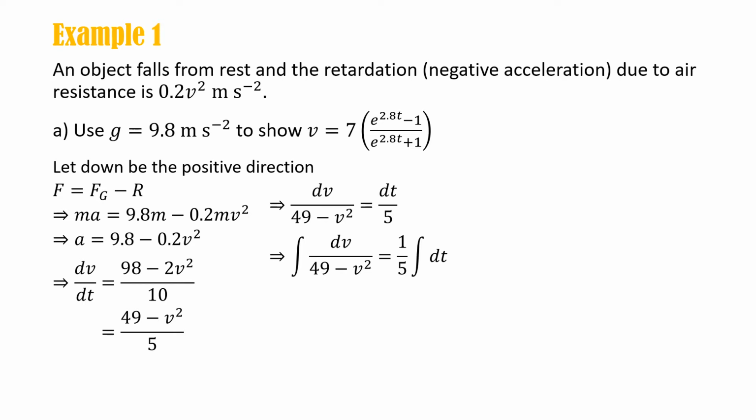Now on the left-hand side, normally we'd have to do a lot of work, but we've just had a look at that wonderful new integral rule. So we've got 49 minus v squared, that's a difference of squares. So that's 7 squared minus v squared on the bottom. So remember that when I've got that 7 squared, I'm going to have 1 over 2 lots of 7 out the front. So we're going to have 1 over 14 lots of the natural log of 7 plus v over 7 minus v. And that's equal to 1/5 of t plus, of course, our constant of integration.